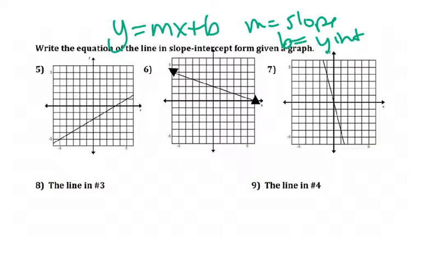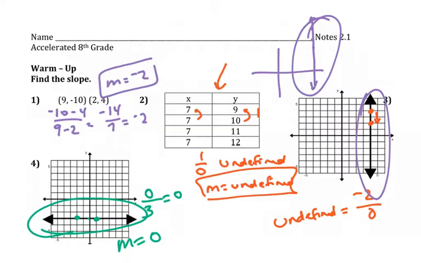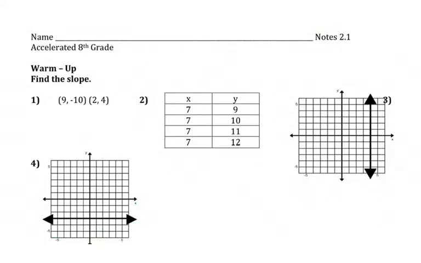Okay, number 8, it says the line in number 3. So if we go back and look at number 3, this is a vertical line. The way you write an equation for this is there is no y-intercept. It doesn't cross the y-axis anywhere. So the y equals mx plus b doesn't exactly apply the same way.